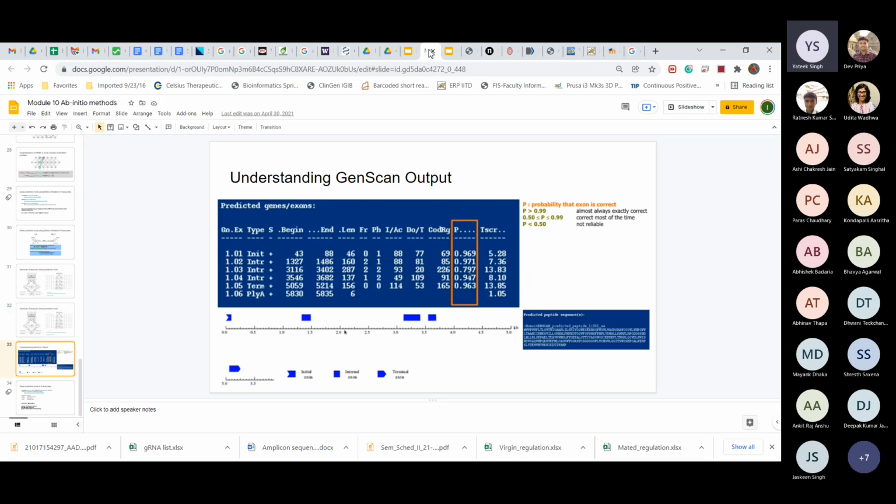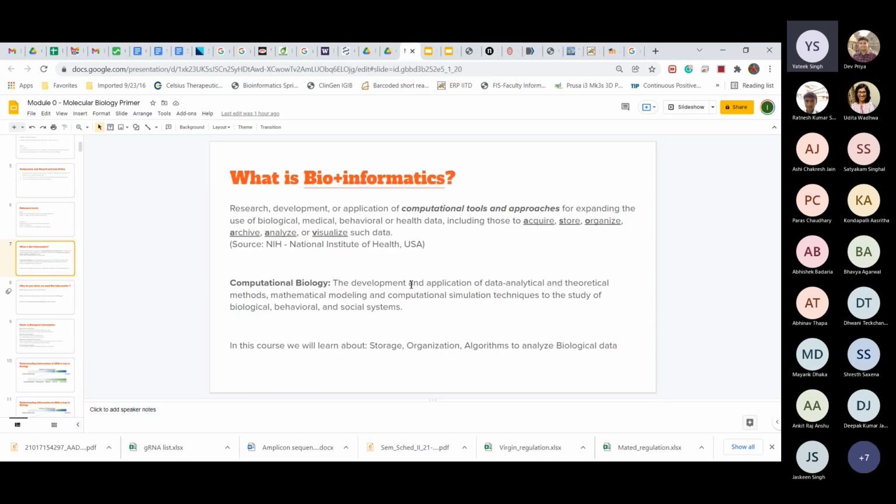So going back to the lecture, what is bioinformatics? It is basically the ability to take a lot of data, organize it in a database, and allow you to analyze that information effectively in order to make some kinds of conclusions, right?